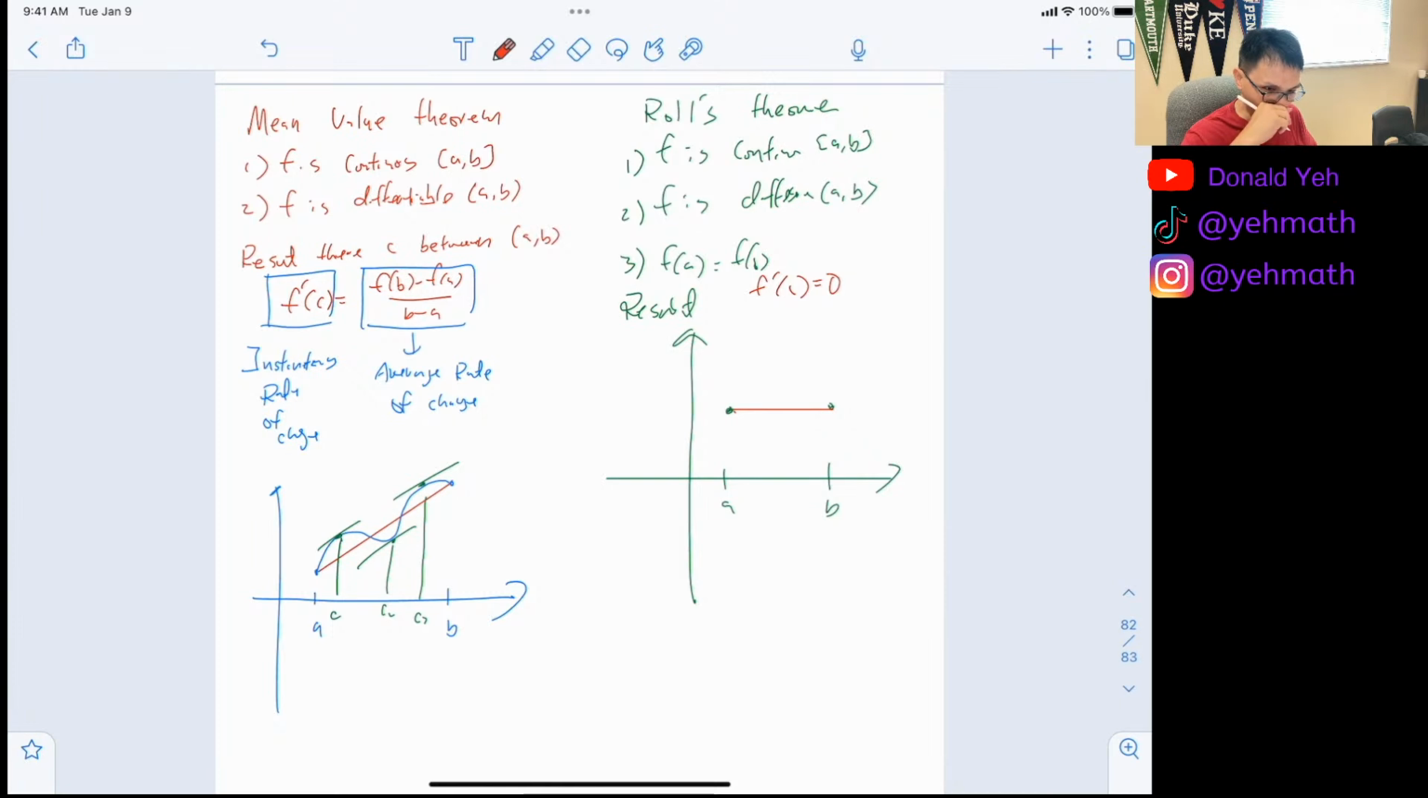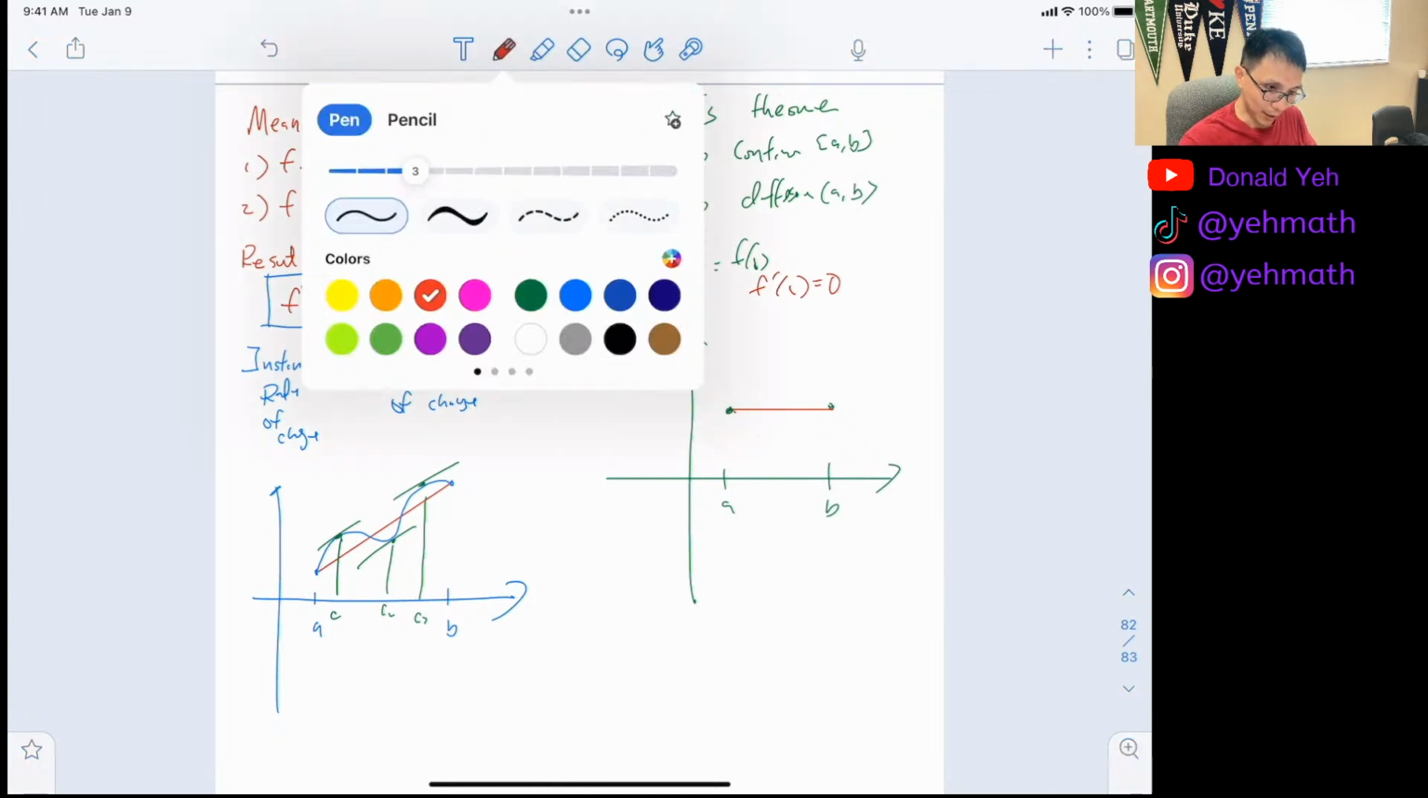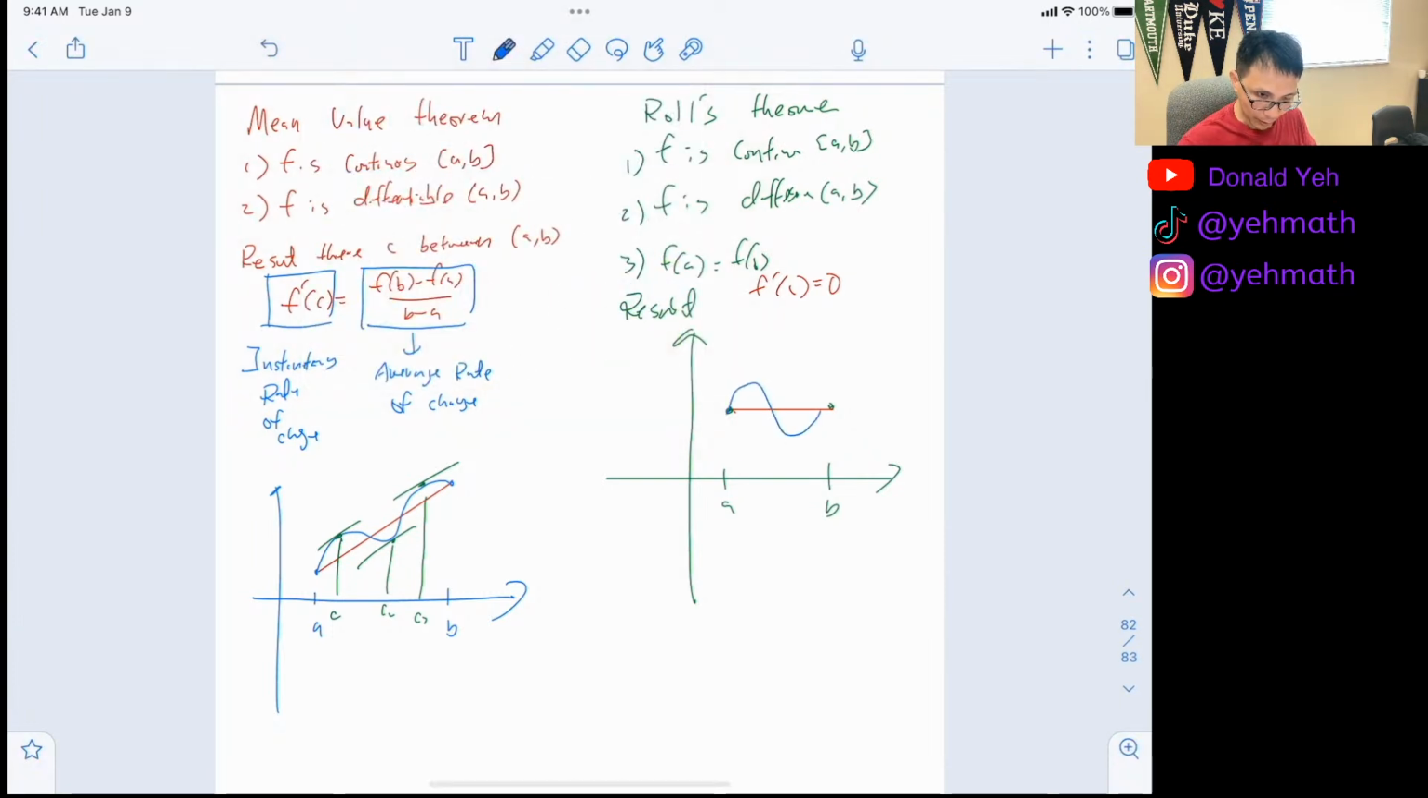Can it have multiple c? Yeah, you can. You can have this. How many c are there? 2, because there's one here, 0. This is 0. That's the idea.